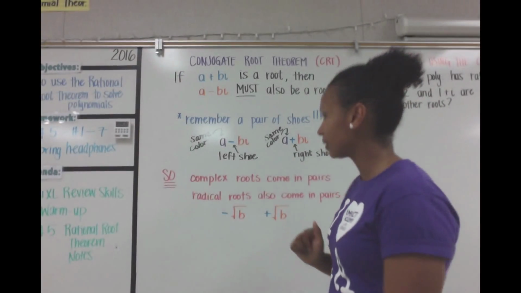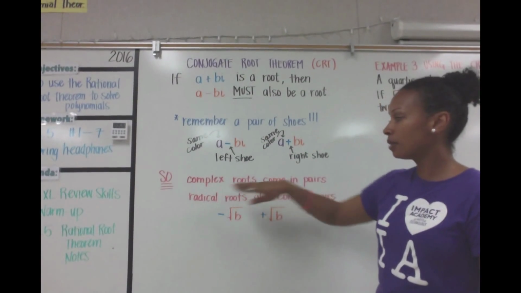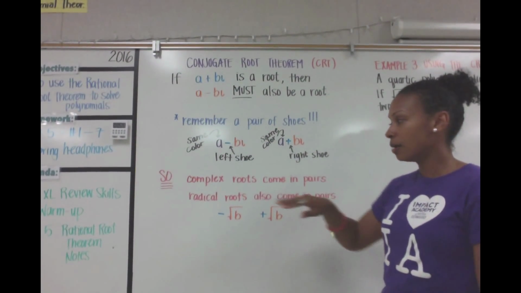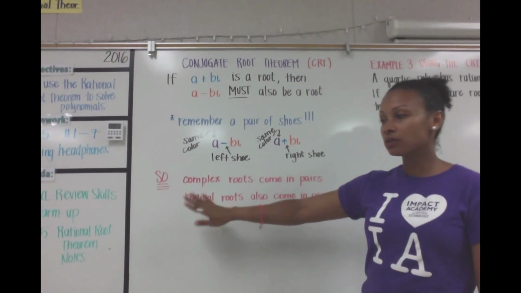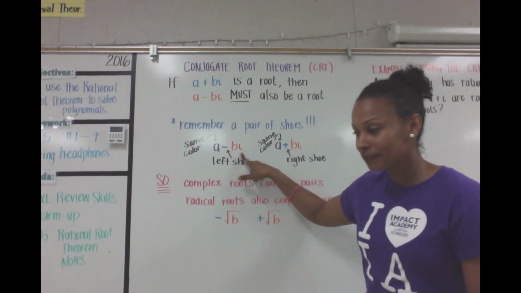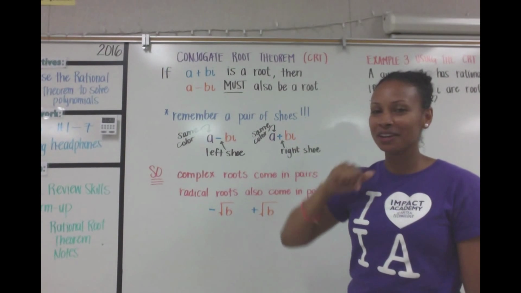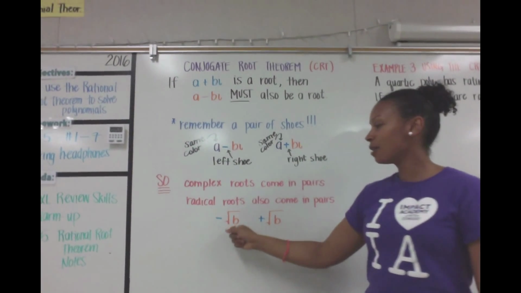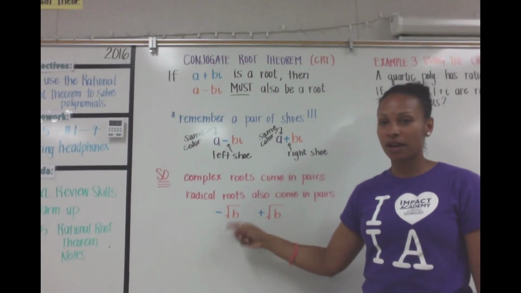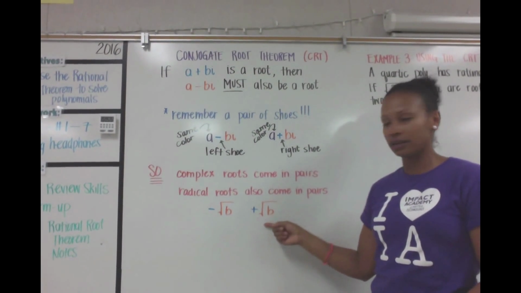So ultimately, what I am saying is complex roots come in pairs, but so do radicals. Radicals work the same way because technically i is what? Square root of -1. So we have negative radical, and the root will also be positive radical.